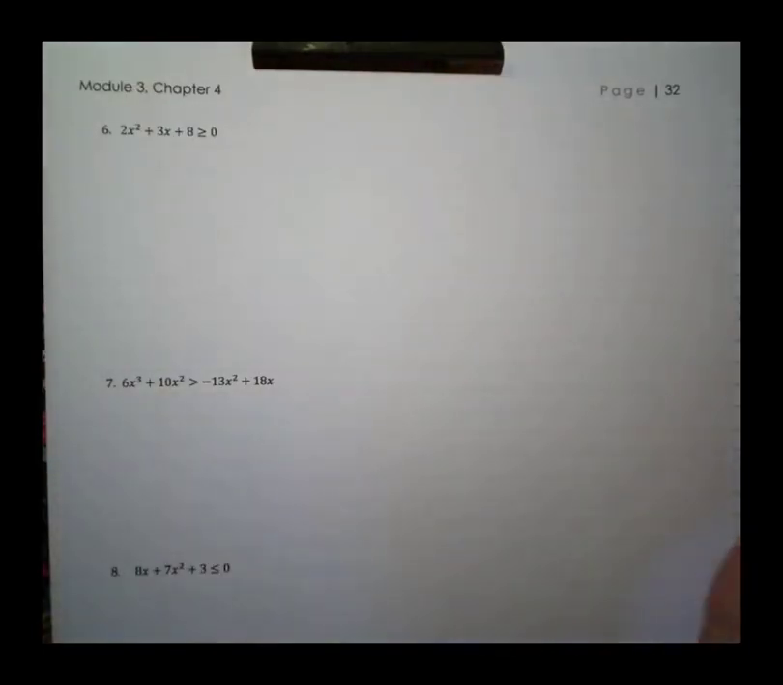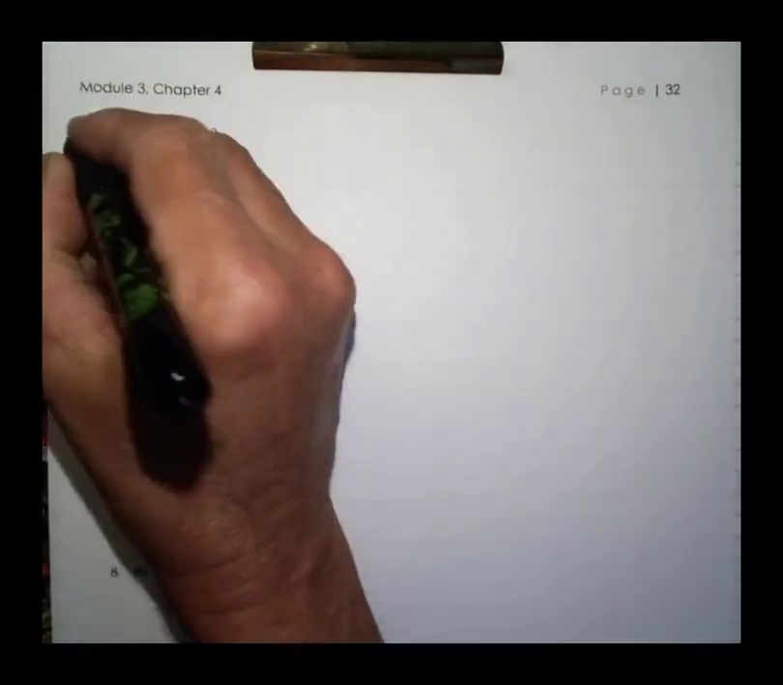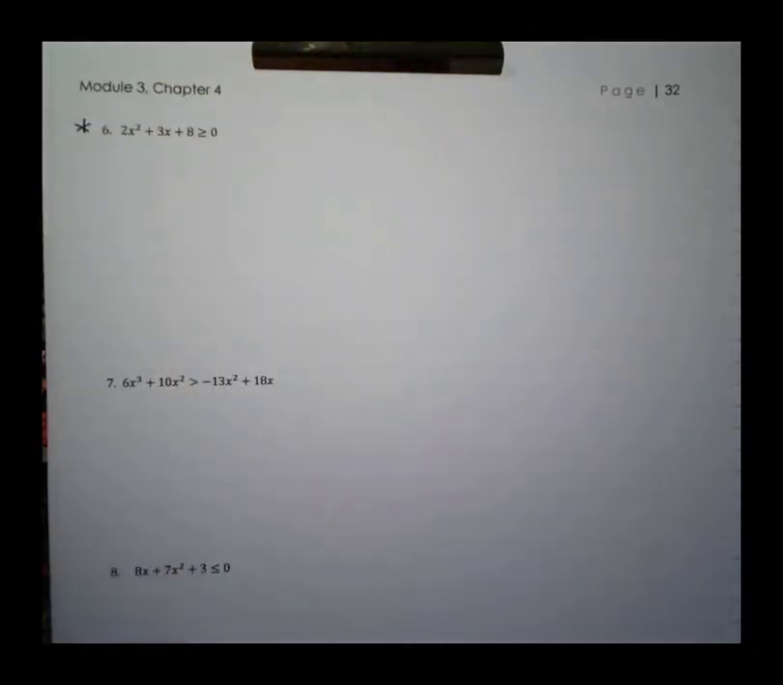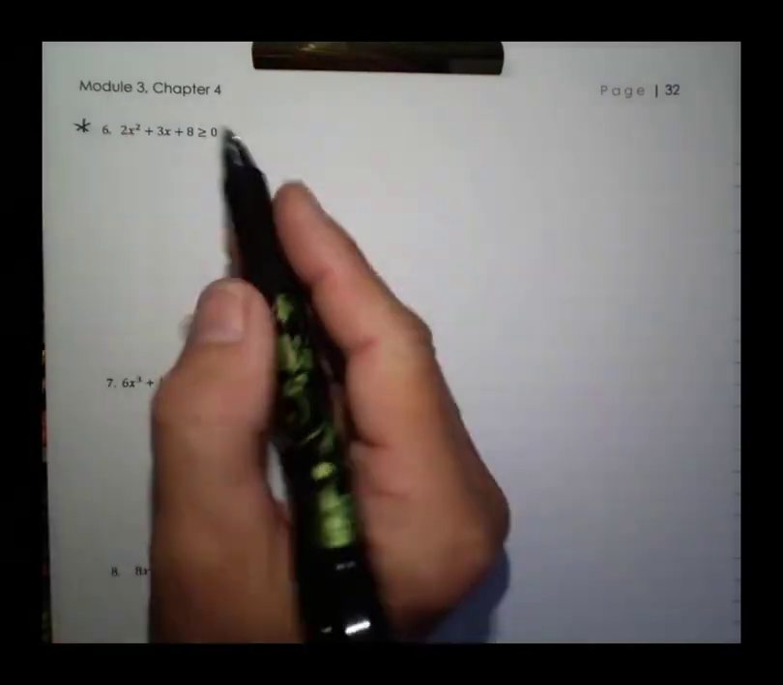Now, problem 6 on page 32 is a bit of a challenge problem. So you might want to put a star by it, because this one's a little bit different. This one, as you see, is going to turn out with some imaginary numbers as boundaries, and we're going to see what that means for our function.